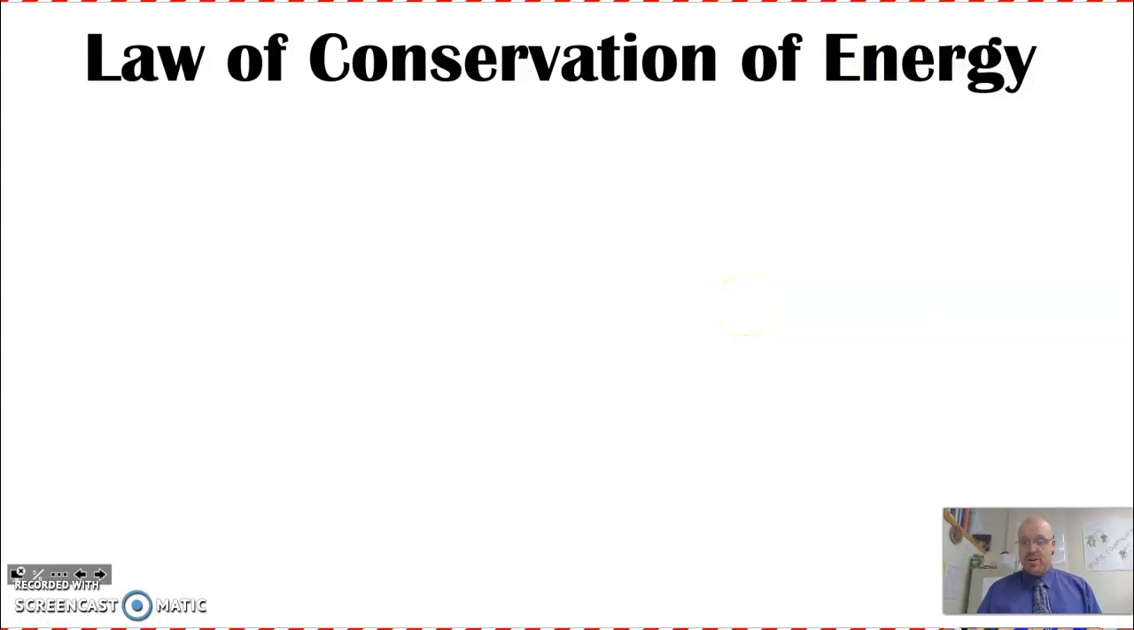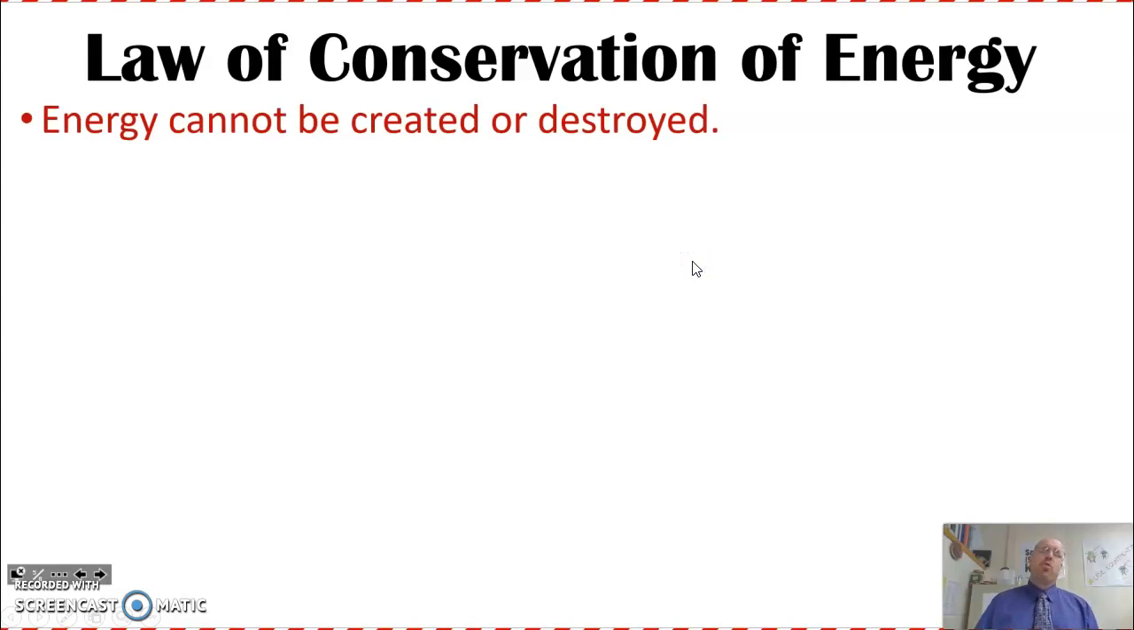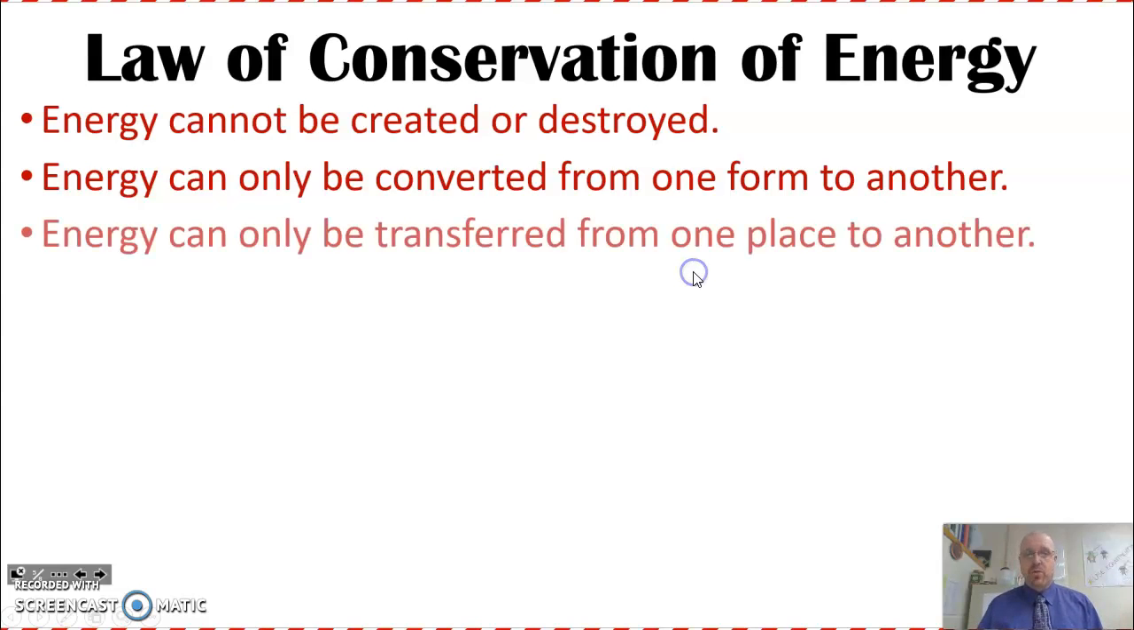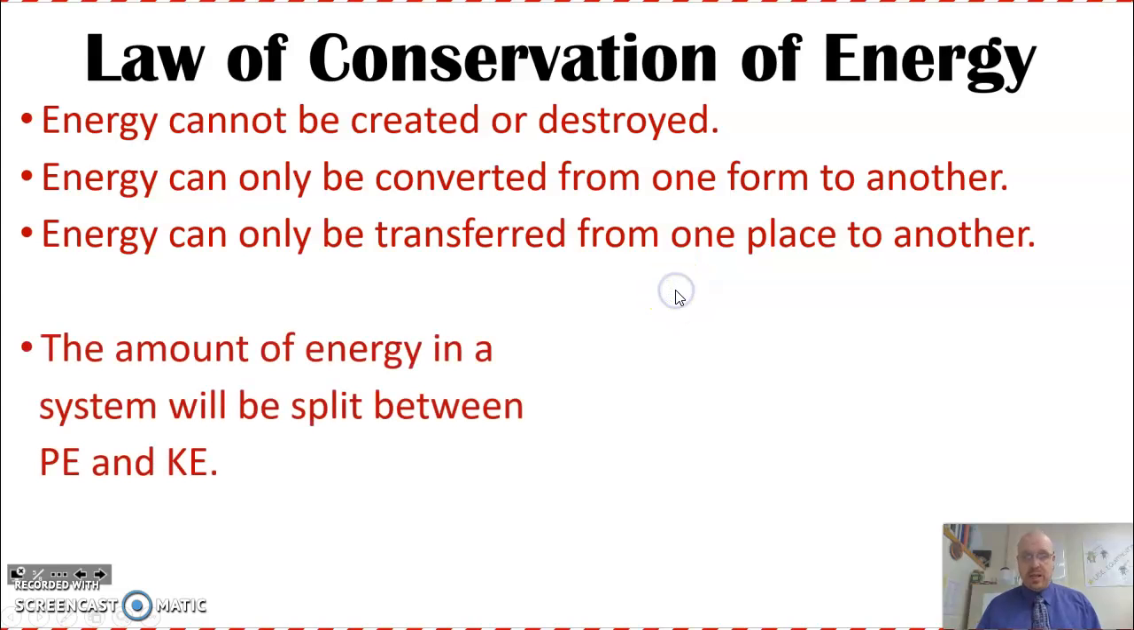Law of conservation of energy. We mentioned this before when we were dealing with a roller coaster, and that the conservation means it's saved, which means energy cannot be created or destroyed. It's always there. The only thing that can happen is it's converted from one form to another. We can take gravitational potential energy and convert it to kinetic energy. We can take that kinetic energy and convert it into heat energy with friction, things of that nature. And energy can also only be transferred from one place to another. It doesn't just appear, right? And so the energy has to come from somewhere, somehow, someplace.